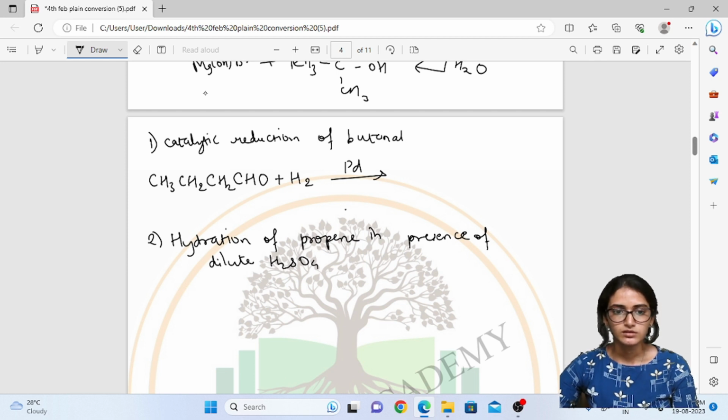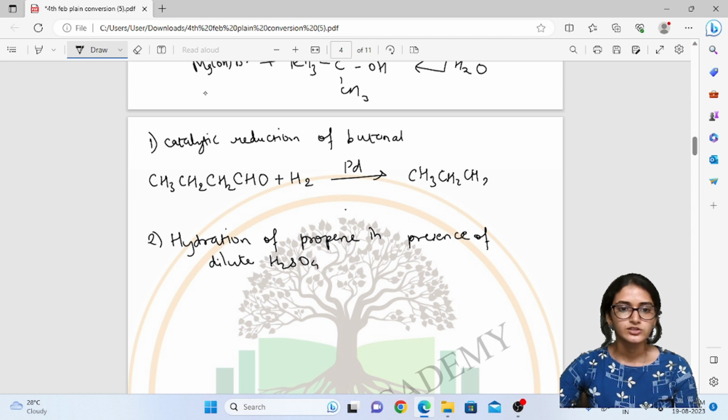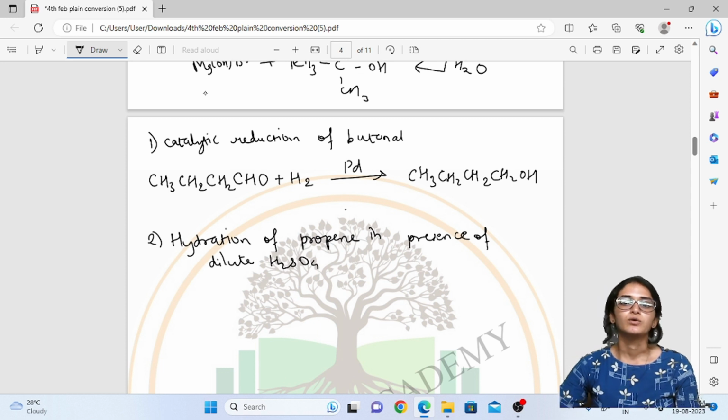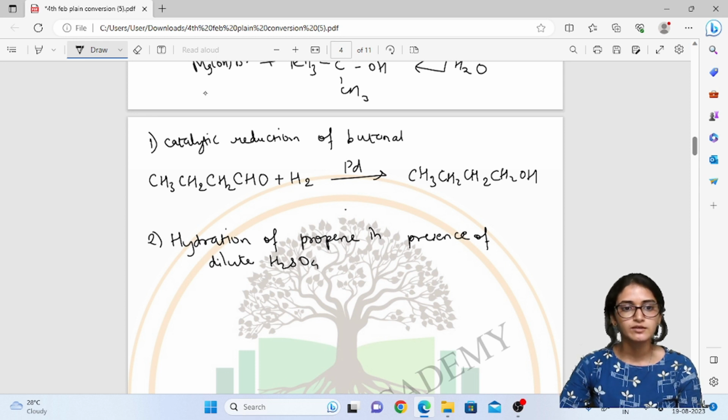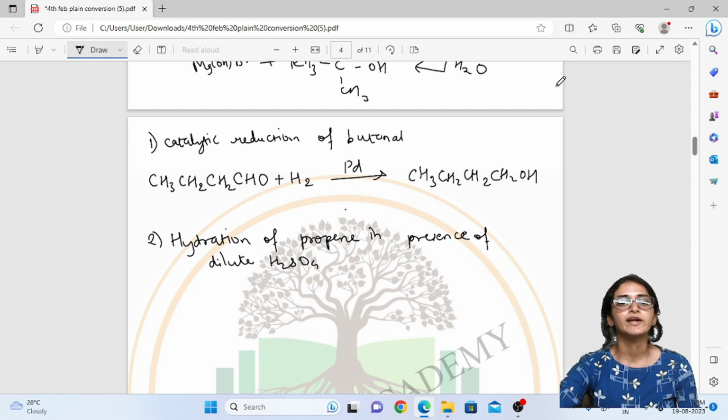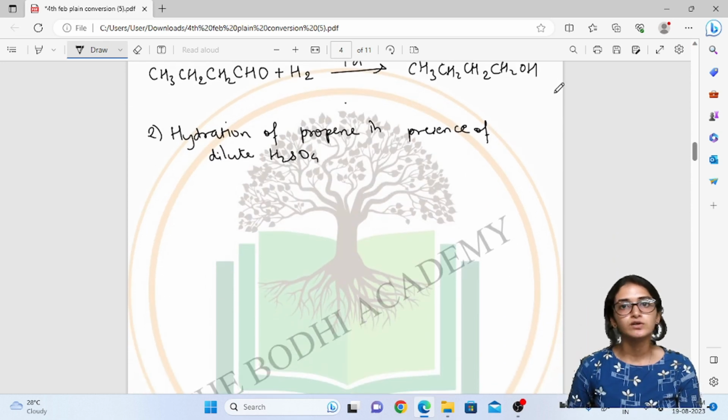So the formula will be CH3, CH2, CH2, CH2OH. Reduction means addition of hydrogen or removal of oxygen. So here addition of hydrogen is taking place. So we will get butanal to butanol in presence of hydrogen and palladium. The word catalytic should strike you with that palladium or nickel. The catalyst which we are using, that you should know.